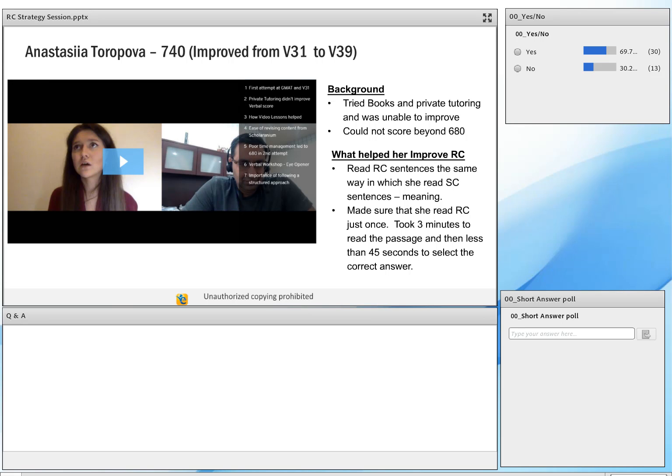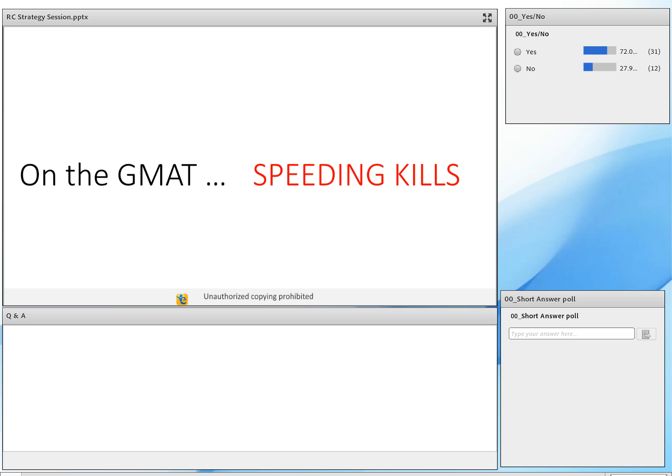Okay. So really, be diligent, be smart. Don't focus on quantity. Don't make the misstep of timing yourself when you are in the learning phase. Okay, and don't rely on tricks. Use the strategies that work. Use the strategies that seem logical to you. Okay, and I'm going to end this session by saying that on the GMAT, speeding kills.